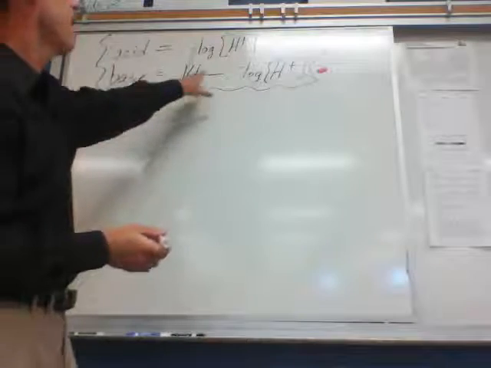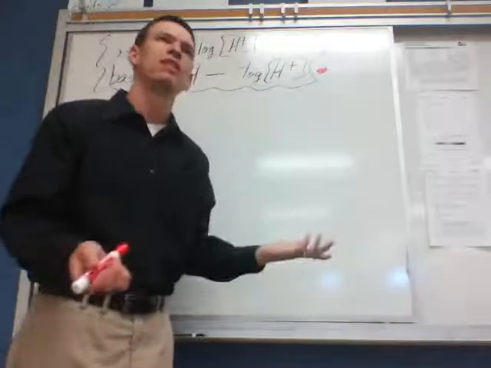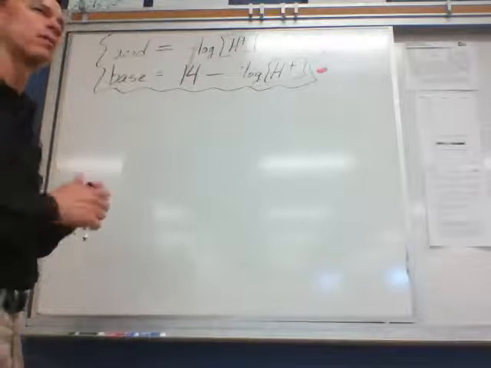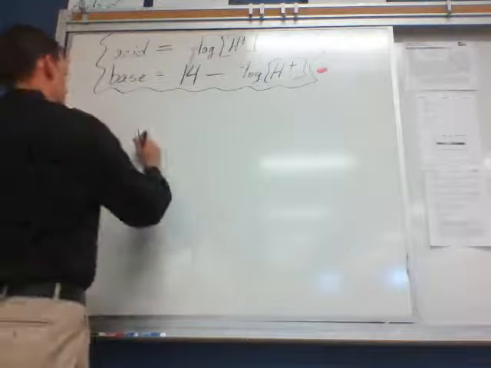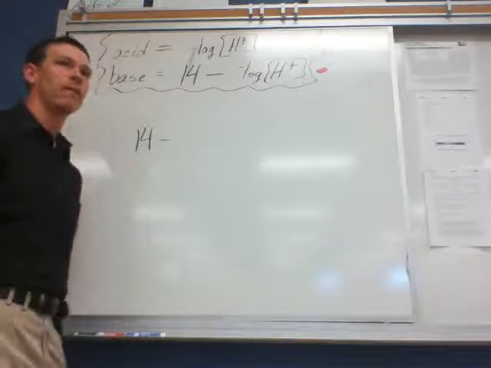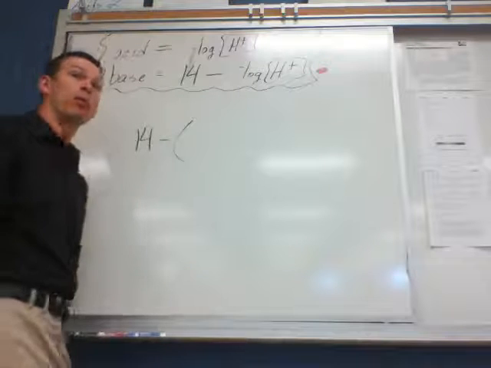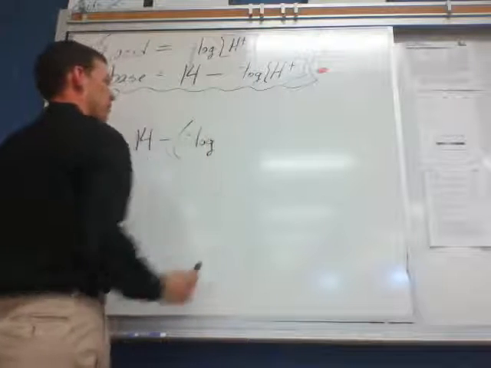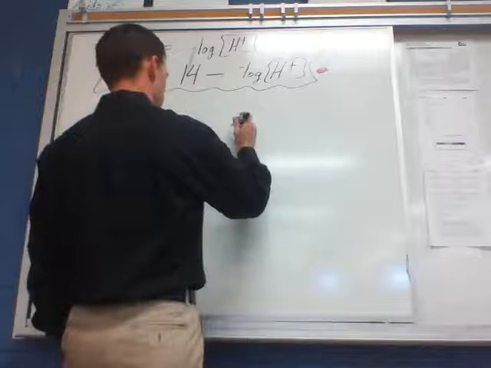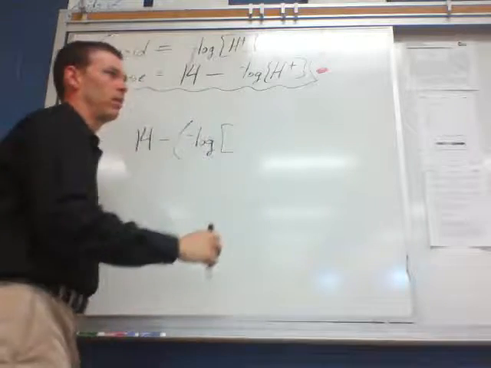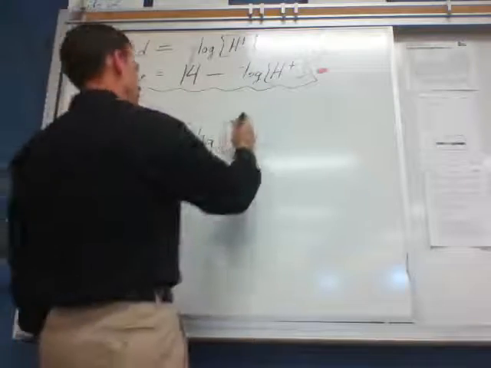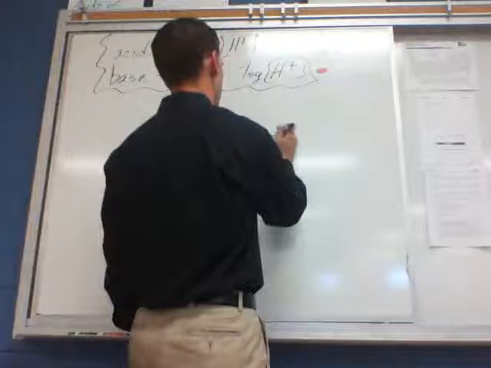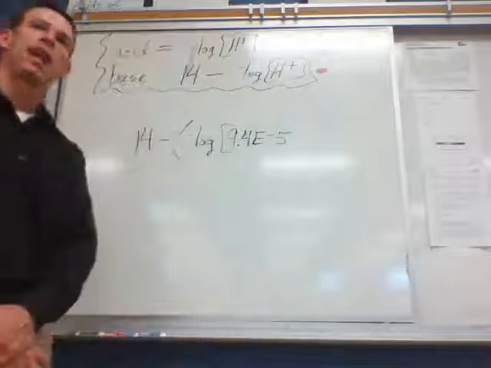I want to go 14 minus the exact same thing we just did a moment ago. Now, you've got some order of operations you have to worry about here, so watch how I do this. In my calculator, I'm going to put 14 minus. But then I'm going to open up my own parentheses before I put in the rest of the stuff. Negative log of the number they gave me. 9.4 E -5. Any questions about anything I did there?